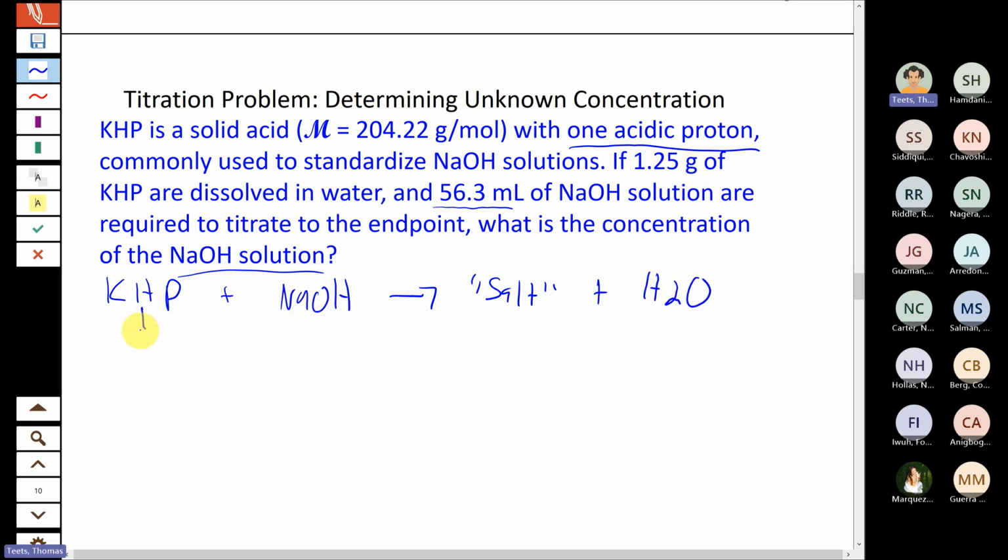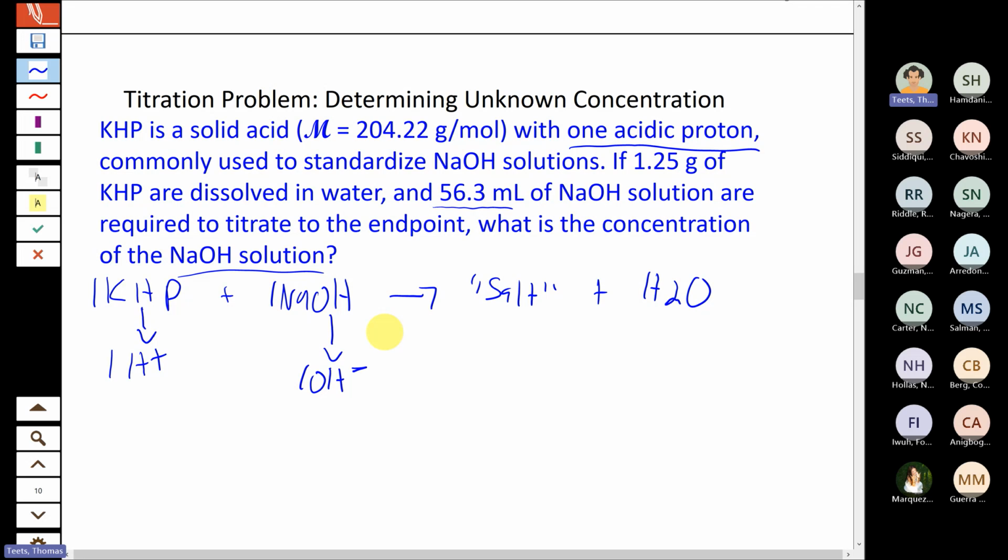As we're told in the problem, this acid abbreviated as KHP has one acidic proton. NaOH has one OH minus in the formula. So these two things are going to react in a 1-to-1 ratio. That's all we need to know about them. We don't really care what the formulas are. We don't really care anything else except that they react in a 1-to-1 ratio. So that's the balanced equation.